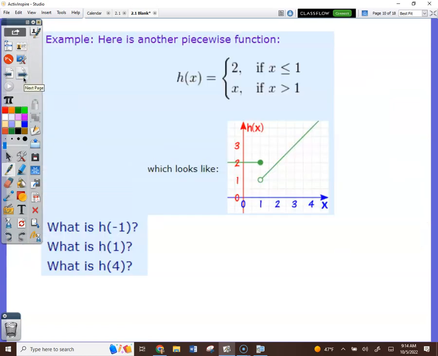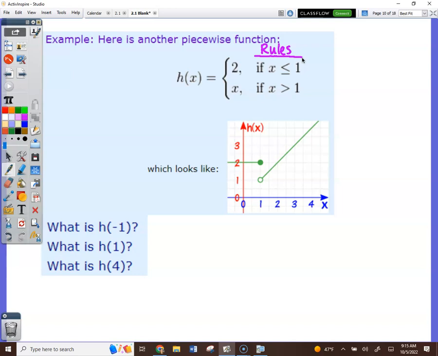Okay, which brings us to this. Here's another one. Let's understand it. These are our rules. This is what you're allowed to plug in. Now notice here, does this say x equals 1? Flat out x equals 1? No, this is an inequality, so don't you dare say this is a point. It's not a point, this is an inequality.